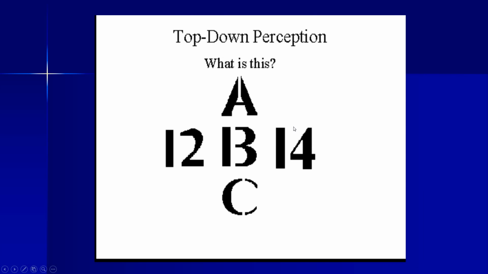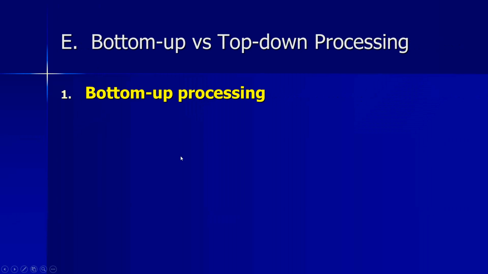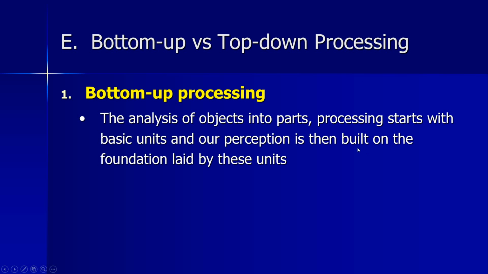So, letter 13, letter B or the number 13. And what's happening with all of these phenomena I've just talked about, the word superiority effect, the bidirectional images, the context-driven perceptions, is they only involve bottom-up or data-driven processing. When we talk about bottom-up processing, we're talking about the analysis of objects into parts. Processing starts with those basic units, and our perception is then built on the foundation laid by those units.